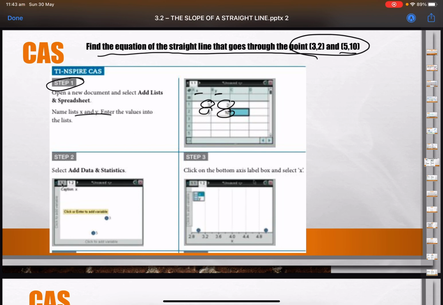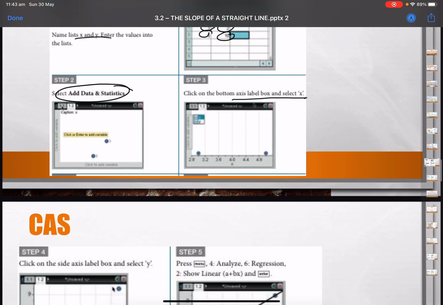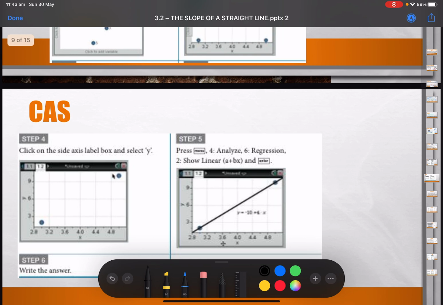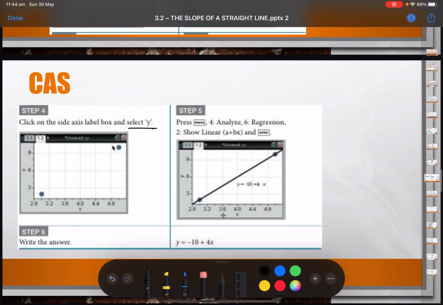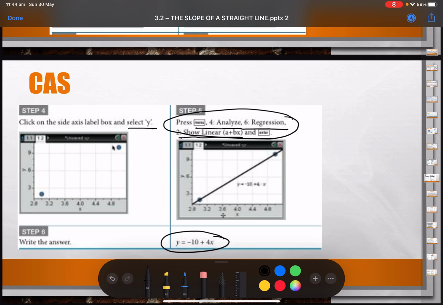We then click add data and statistics, click on the bottom axis label box and select X. We then click on the side axis label box and select Y, and then follow these steps here. So press menu, step 4 analyze, step 6 regression, step 2 show linear equation, and then click enter. I want you to try this using your calculator and see if you get y equals -10 plus 4x. So it's graphed the line for you between those two coordinates and given you the equation.